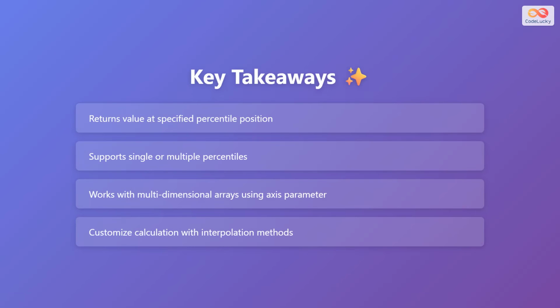To summarize, np.percentile returns the value at a specified percentile position in your data. It supports calculating single or multiple percentiles at once. You can work with multi-dimensional arrays using the axis parameter, and you can customize the calculation method using different interpolation techniques. Practice using this function to better understand your data distributions.